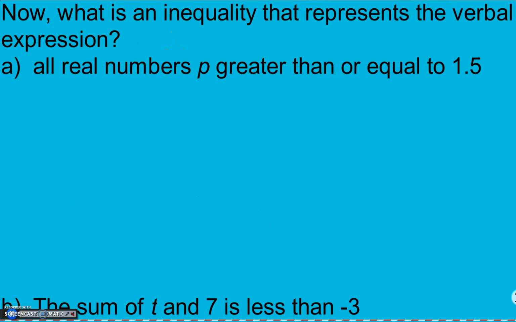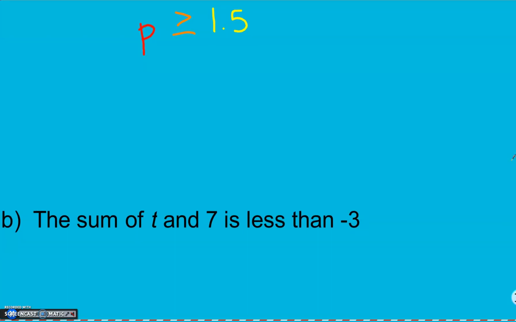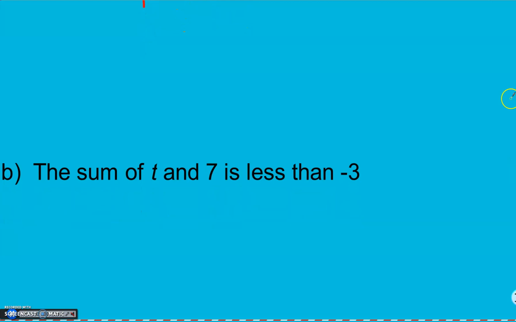Again, here we want an inequality that represents the verbal expression. Inequalities are less than, greater than, less than or equal to, greater than or equal to. So, all real numbers p greater than or equal to 1.5. Remember, the alligator's hungry. It always wants to eat the bigger number. Greater than opens up towards the bigger thing.